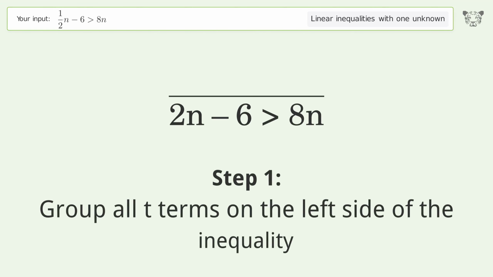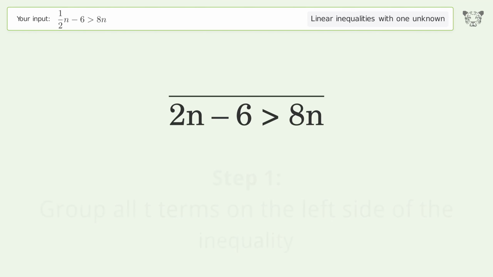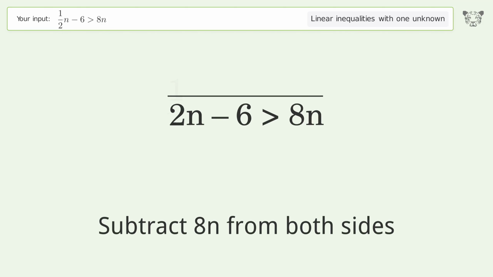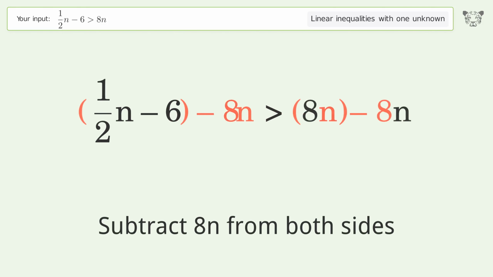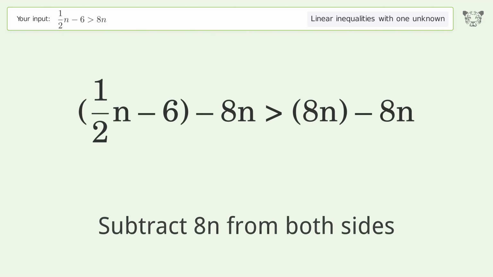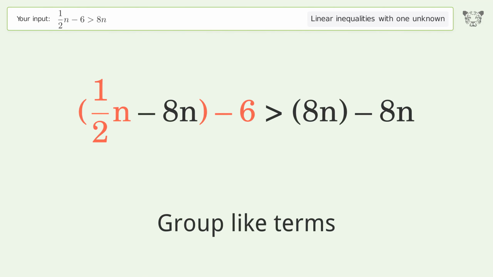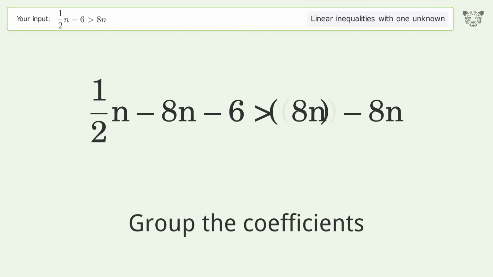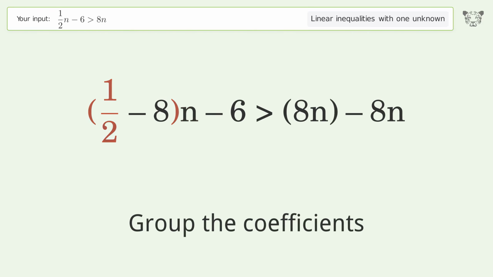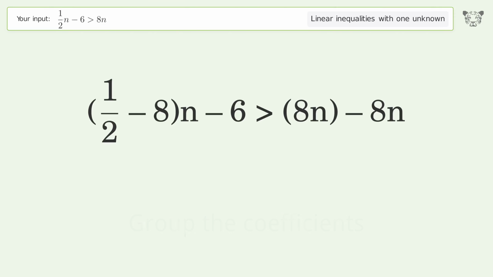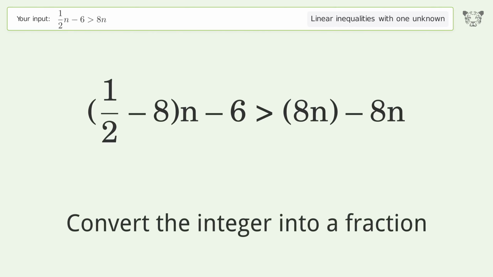Group all n terms on the left side of the inequality. Subtract an from both sides. Group like terms. Group the coefficients. Convert the integer into a fraction.